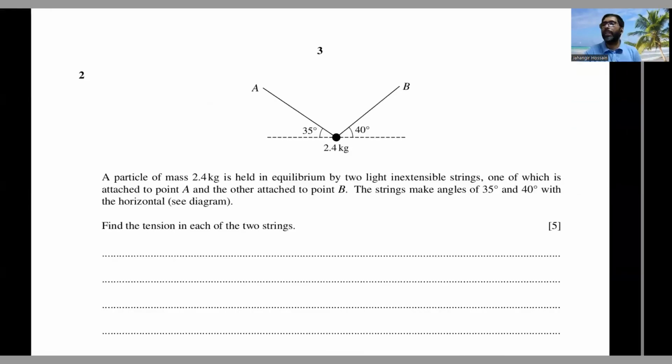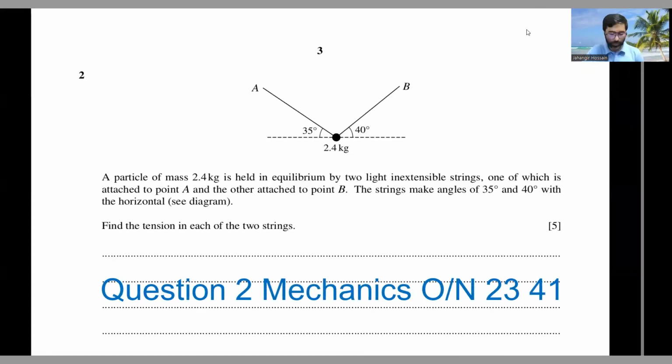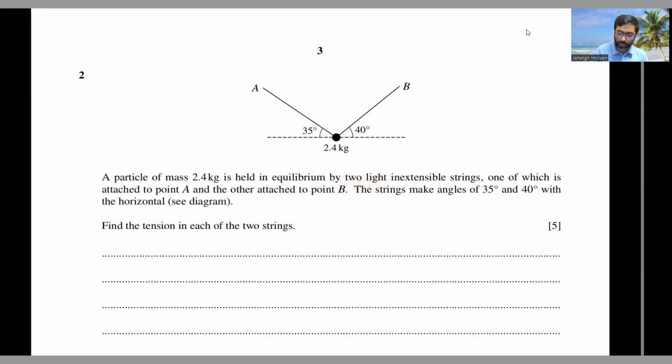Next we have question 2. Question 2: a particle of mass 2.4 kg is held in equilibrium by two light inextensible strings. You see the words two light inextensible strings, so the tension in each string will be different. One is attached to point A, the other attached to point B. The strings make angles of 35 degrees and 40 degrees with the horizontal as shown in the diagram. Find the tension in each of the two strings.